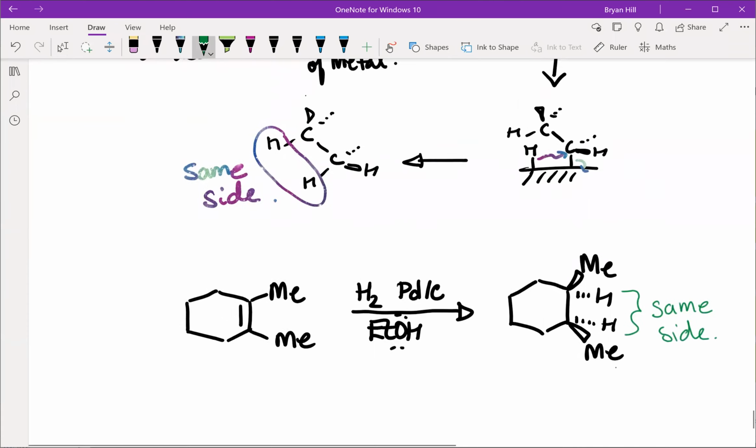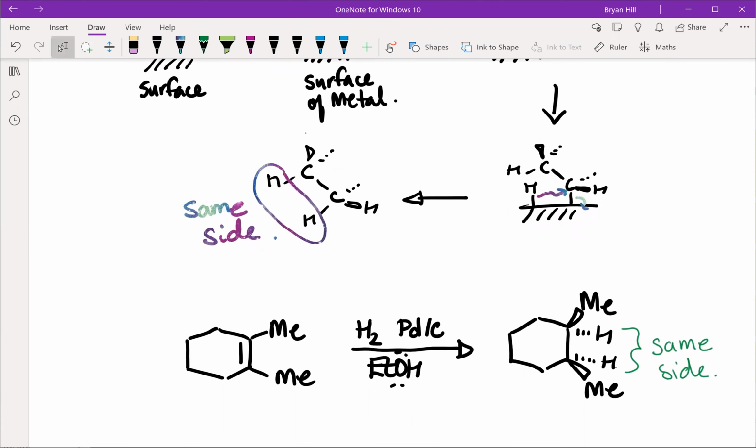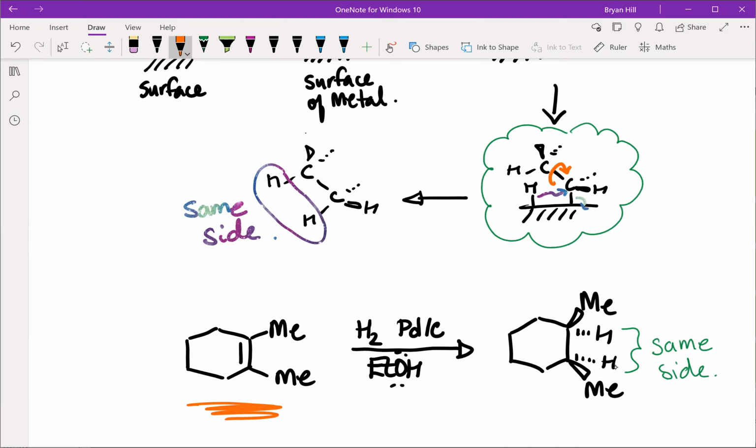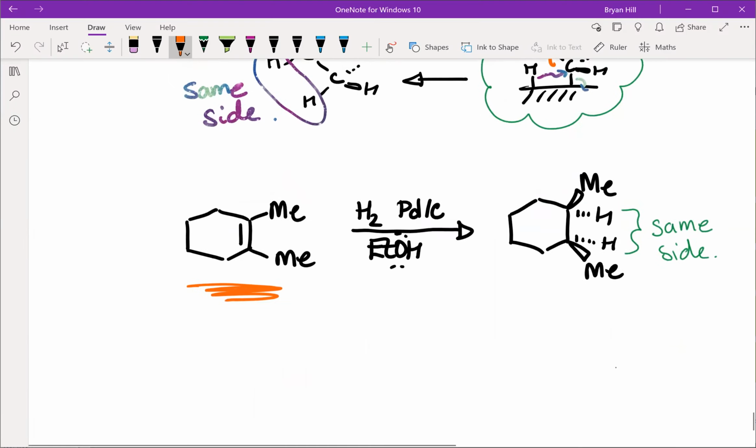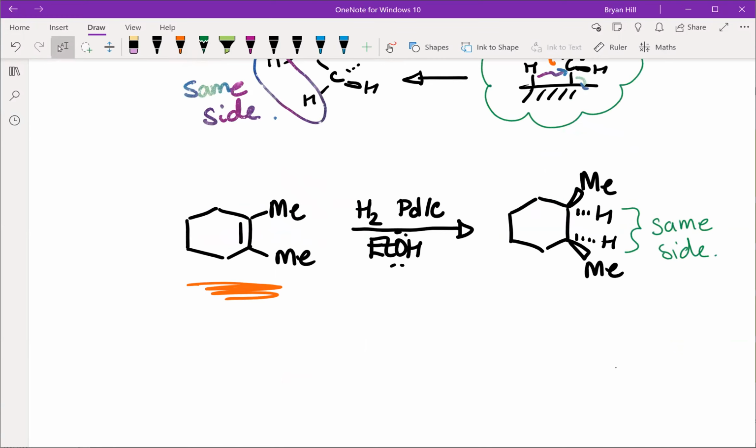Now, at this stage here, right here in this mechanism, if this is truly the way it works, then there should be a brief amount of time where this bond could rotate and the hydrogens could be on opposite sides. But if you've got a fixed, like a cyclic system where there's no possibility of rotation, then you would have both hydrogens on the same side.